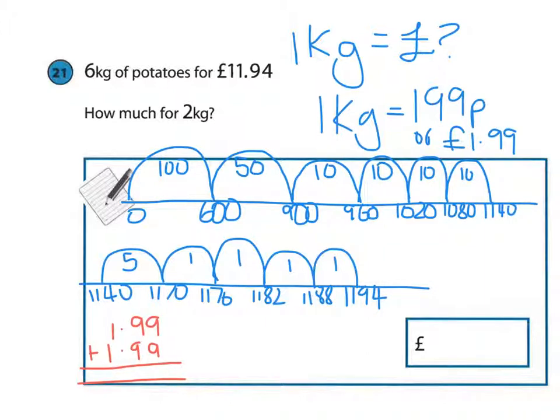Here we go, let's add the units together. 9 plus 9 is 18. I'm going to put the 8 here and carry the 1 over. Again, we have 9 plus 9 is 18. Add on the 1 here is 19. And then 1 plus 1 plus 1 is 3. So 2 kilograms of potatoes is going to cost £3.98.